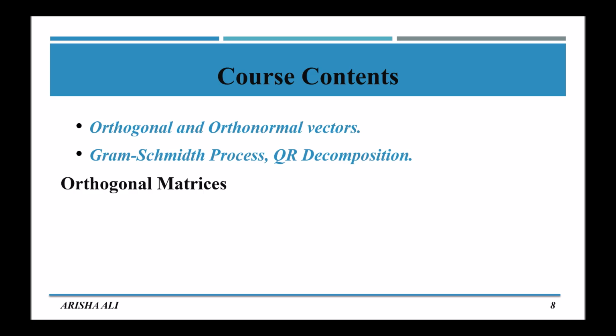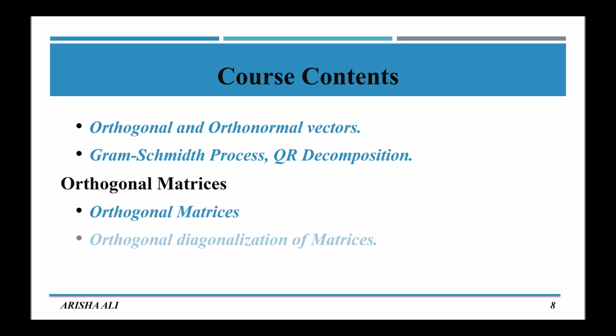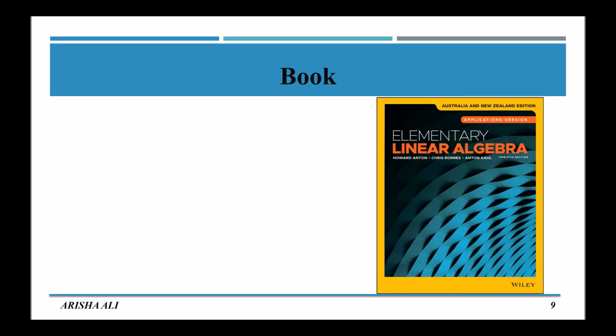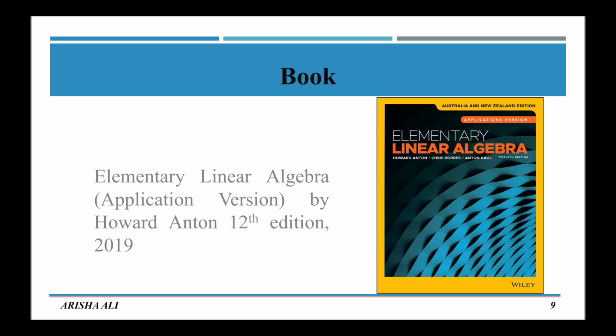After that, I'll cover the orthogonal matrices, in which I'll discuss orthogonal matrices, orthogonal diagonalization of matrices, and quadratic form. So these are the course contents that I will cover in this whole lecture series. And the book I will be following is Elementary Linear Algebra, the 12th edition. The author of the book is Howard Anton, and this is the applications version.